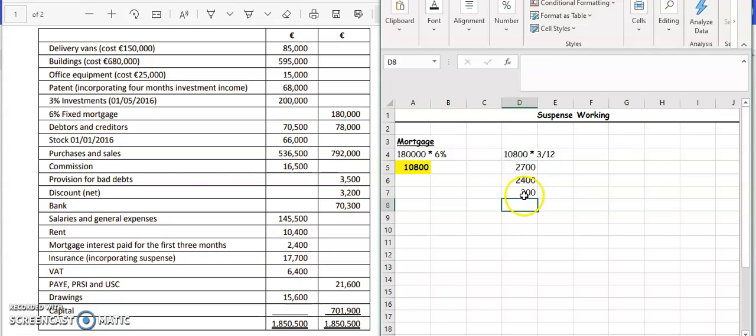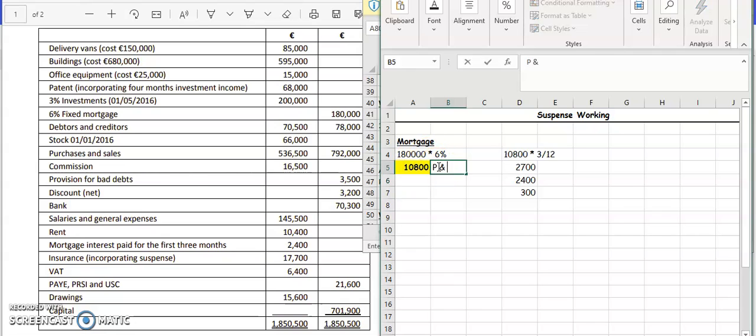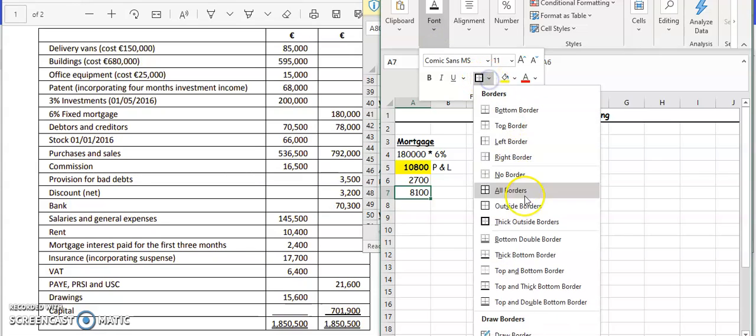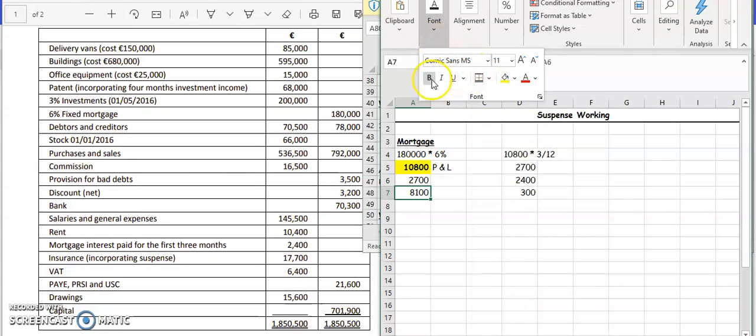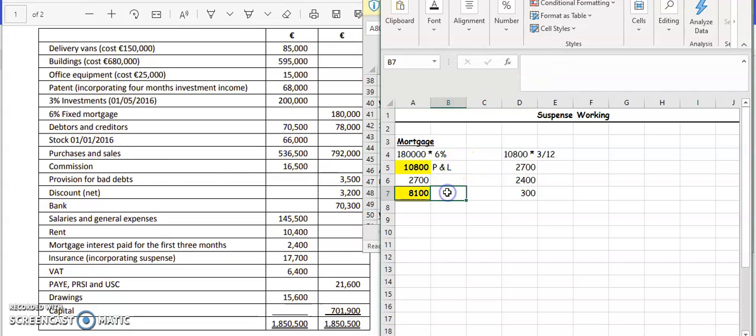Okay, now I'm going to show you a little trick on how to make adjustments on it. So that's what we should have paid. So just from this 10,800, remember that's going to go into our profit and loss as an interest. We have paid 2,700. So our mortgage interest due is going to be 8,100. So I usually do it here just to keep them together. And that will go into your balance sheet as a current liability.